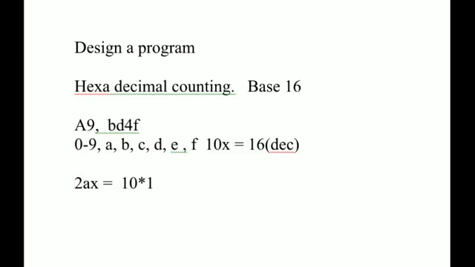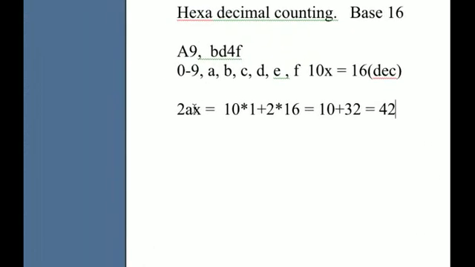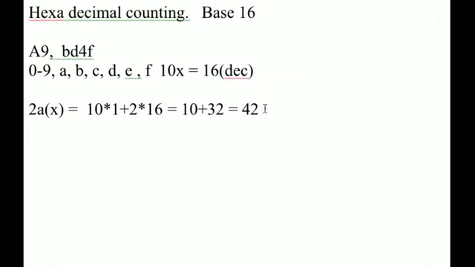The second digit is already 16 because it's 16 to the power of 1. This is 16 to the power of 0, which is 1. This is 16 to the power of 1, which is 16. And then we do plus 2 times 16. So this will give us 10 plus 32, and the final result is 42. So the number 20A in hexadecimal is equivalent to number 42 in decimal.